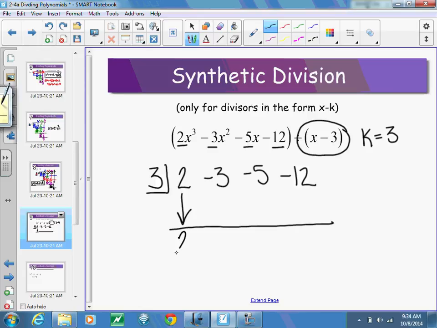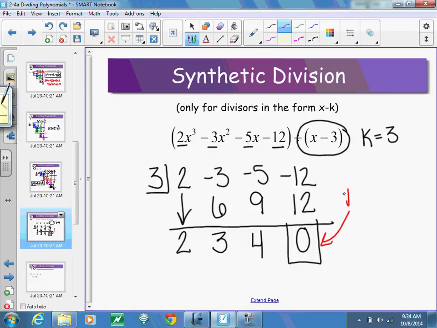We drop down the first term as 2, and now we multiply. 2 times 3 is 6, and rather than subtracting here, we're going to add. Negative 3 plus 6 ends up giving us a positive 3. Now we're going to multiply. 3 times 3 is 9, and now we add, which gives me positive 4. 4 times 3 is 12, and I add, and I get 0. The last value that's here is always going to be your remainder.